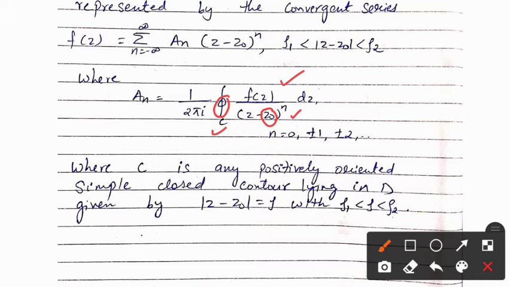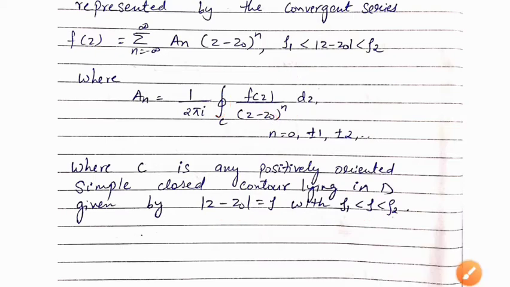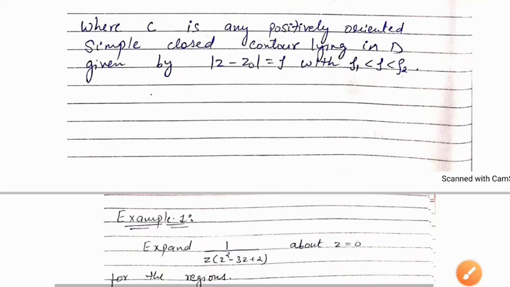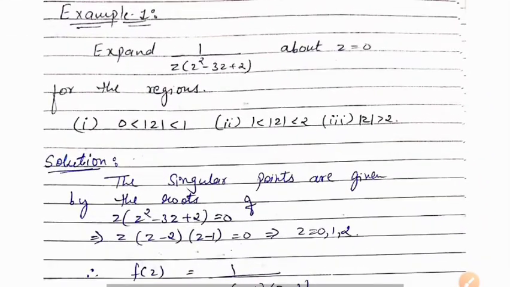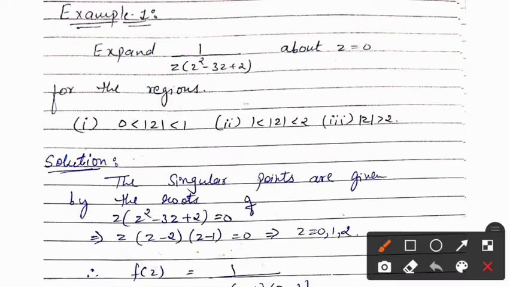Here see, the description is given where C is any positively oriented simple closed contour lying in the domain D and is given by mod of z minus z0 equal to rho, with rho 1 less than rho 2. See, this is just a definition or theorem. Okay. Now we will see how to expand this using Laurent theorem.